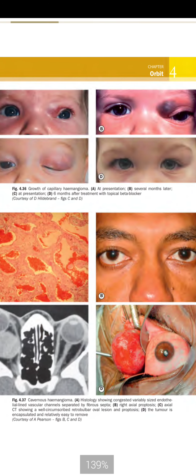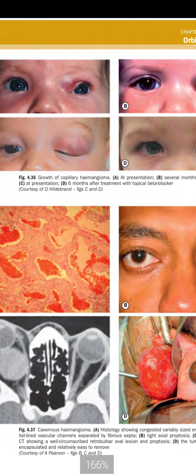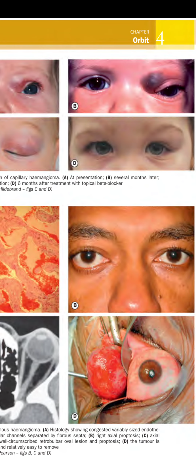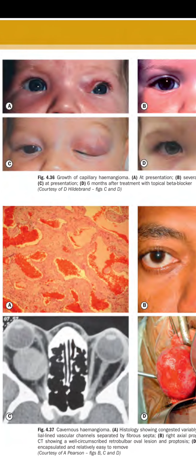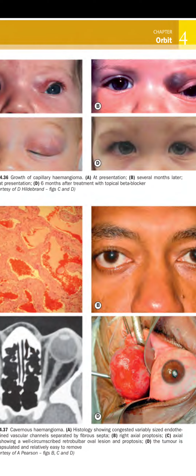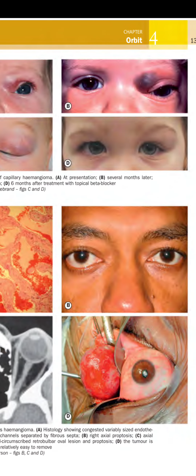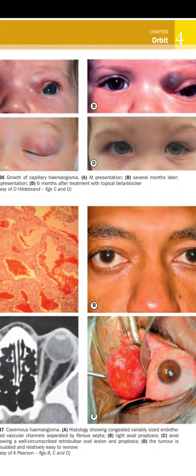So you can see the figures. These show the growth of a capillary hemangioma. A shows the presentation, B shows several months later, C shows the presentation, and D shows the sixth month later after treatment with a topical beta blocker.